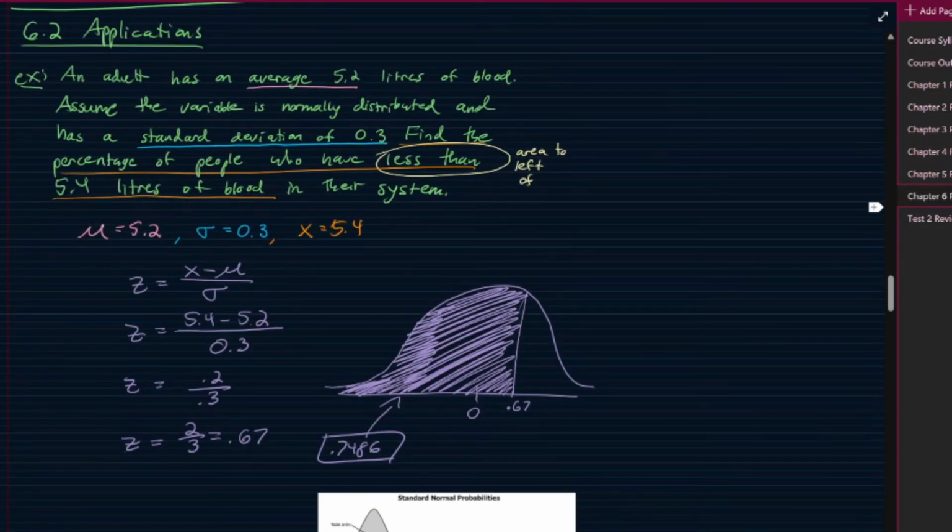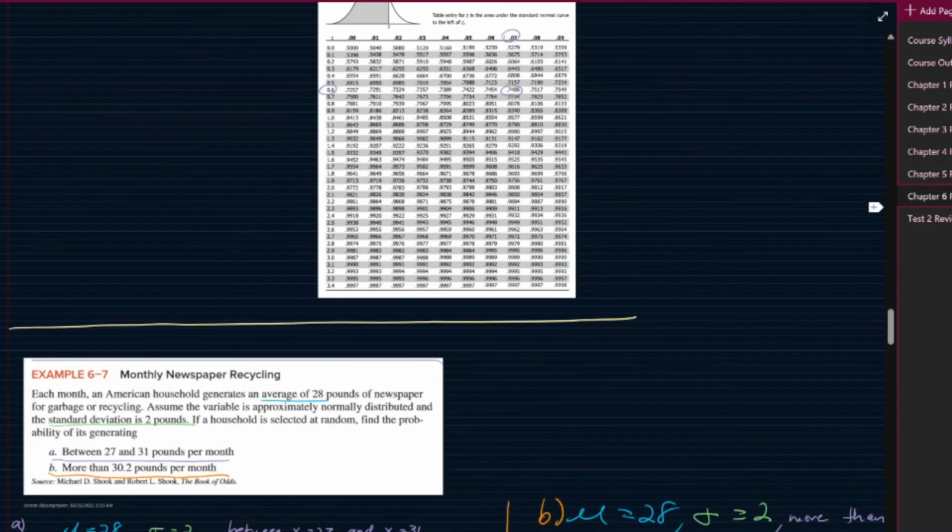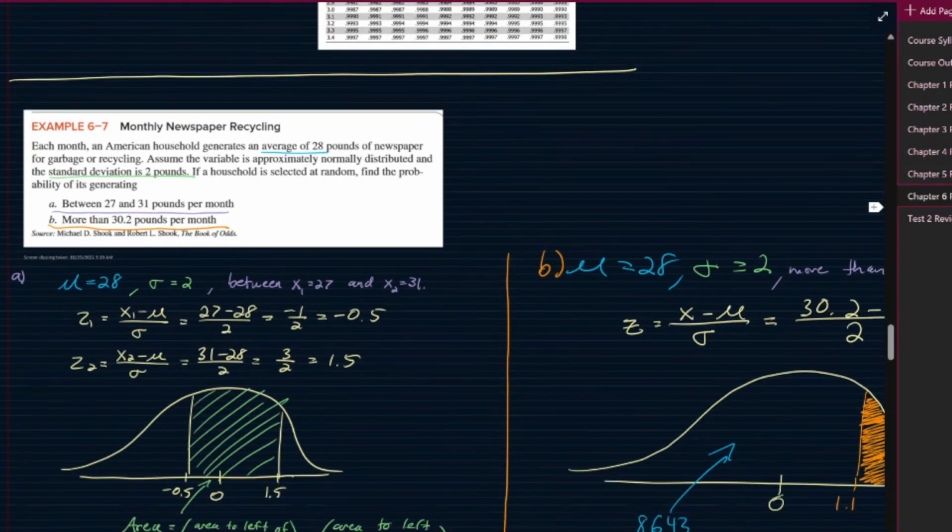If we're finding the percentage of people who have less than something, we want to find the area to the left of that z-score. If we want to find the percentage of people who have more than something, we find the area to the right of that z-score. Between something, we find the area between the z-scores, right? So we saw examples like those as well.